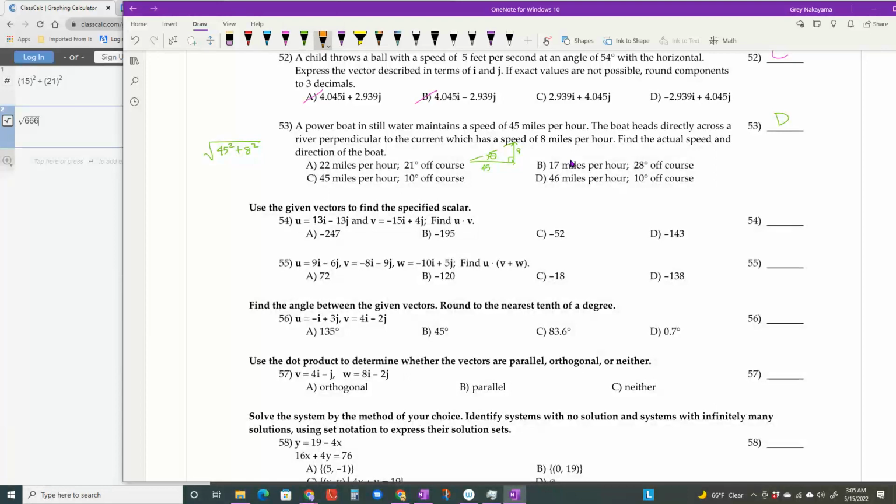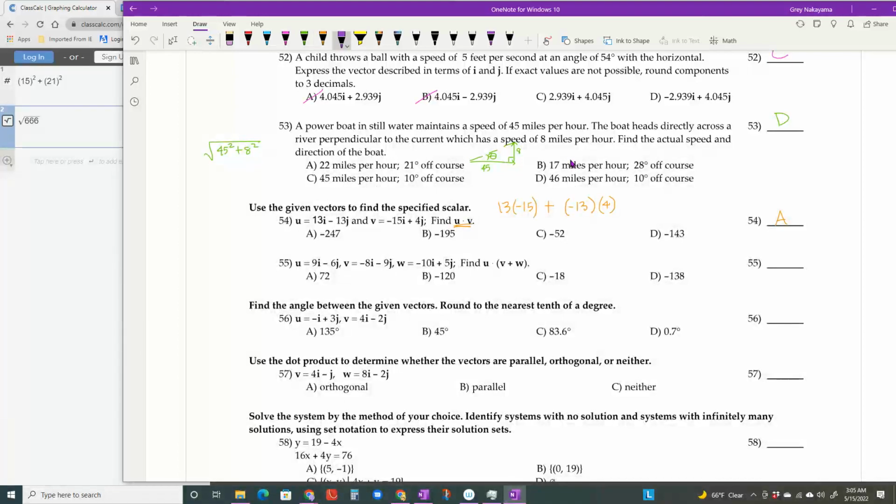All right, a dot product, U dot V. Dot product says multiply the i's, 13 times negative 15. Multiply the j's, negative 13 times 4, and add those together. So when you do that, you get an answer of negative 247.